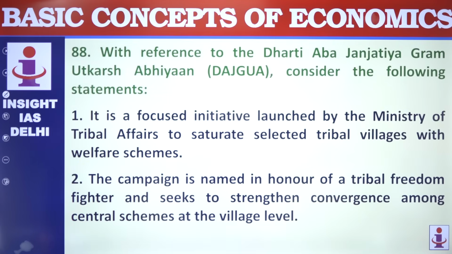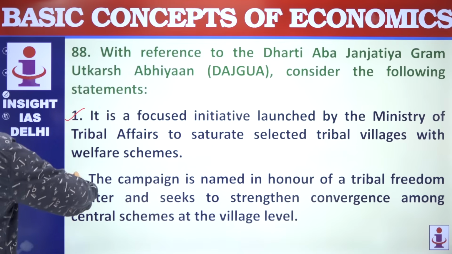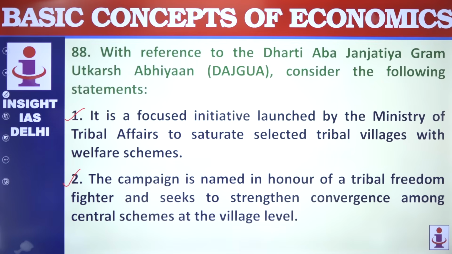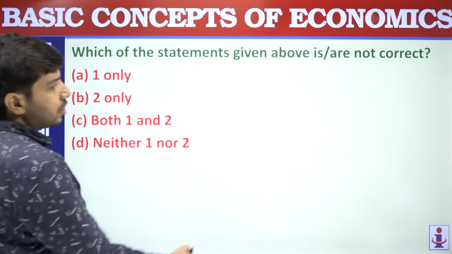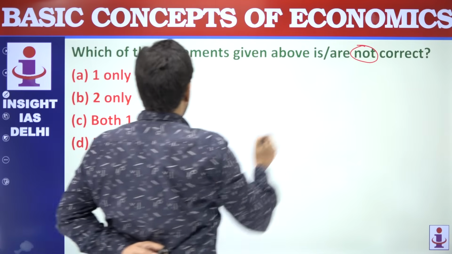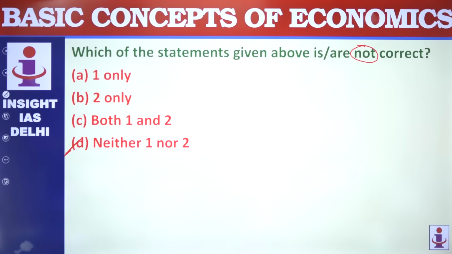Then we have Dharti Aaba Janjatiya Gram Utkarsh Abhiyan. It is a focused initiative launched by the Ministry of Tribal Affairs to saturate selected tribal villages with welfare schemes. Yes. The campaign is named in honor of a tribal freedom fighter and seeks to strengthen convergence among central schemes at the village level. This is also correct. The question is again asking about not correct. So option D will be the answer.